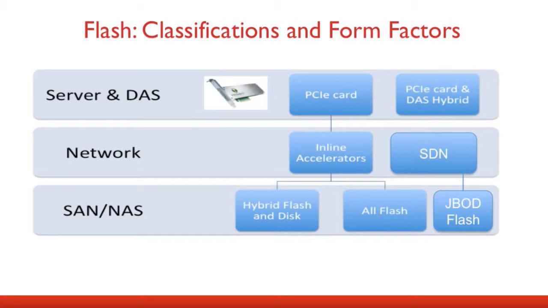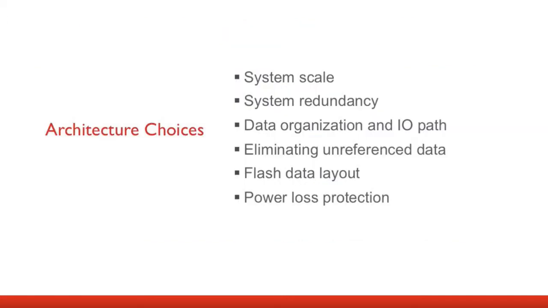In that process, you have a lot of choices to make in terms of where you see value in placing Flash in the architecture based on your environment. So there are some choices to make as you look at Flash and how it shows up, not just in the categories of a PCIe Flash card or an SSD card, but in an architectural choice like a SAN array or a hybrid array or all Flash solutions. You've got things like system scale, redundancy, and the way the data is organized and how that pathing process happens.